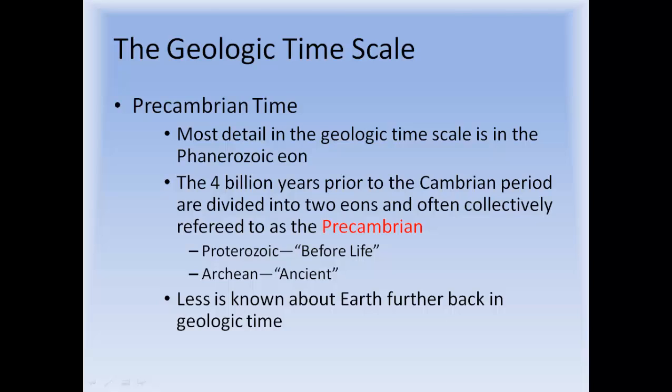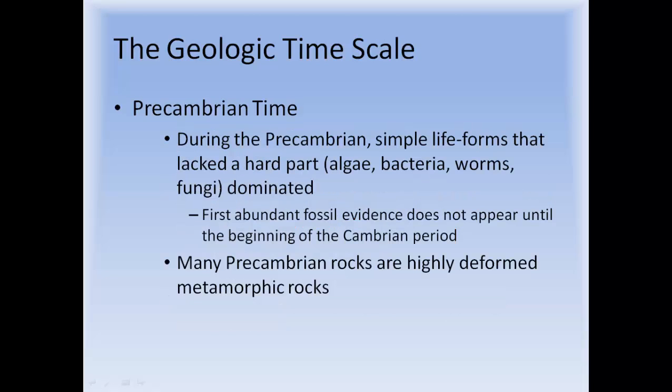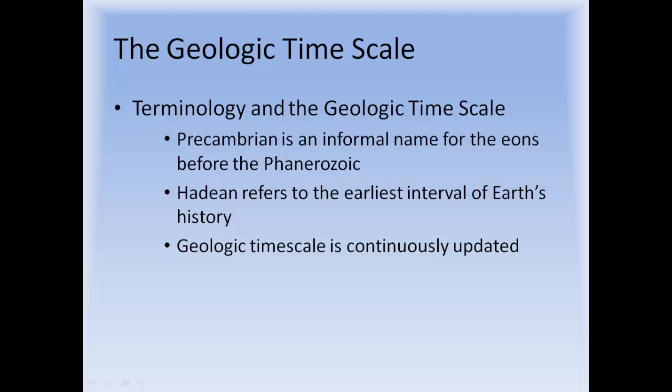The 4 billion years prior to the Cambrian period are divided into 2 eons, often collectively referred to as the Precambrian: the Proterozoic and the Archean. Proterozoic means before life, and Archean means ancient. Less is known about Earth further back in geologic time. During the Precambrian, simple life forms that lacked hard parts, algae, bacteria, worms, and fungi dominated. The first abundant fossil evidence does not appear until the beginning of the Cambrian period. Many Precambrian rocks are highly deformed metamorphic rocks.